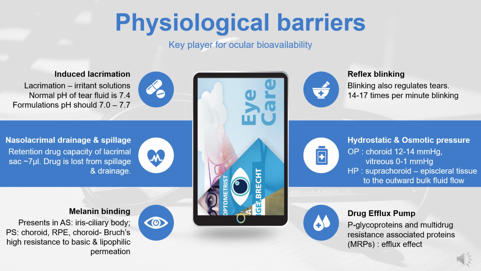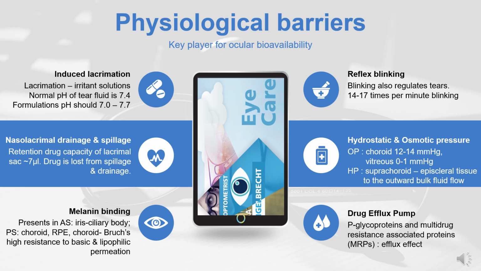The osmotic pressure of the choroid is about 12 to 14 mmHg, and the vitreous humor has an osmotic pressure of approximately 0 to 1 mmHg. The difference in osmotic pressure between the choroid and the vitreous generates a fluid flow toward the choroid. The hydrostatic pressure difference between the suprachoroid and the episcleral tissue also contributes to the outward bulk fluid flow. There is a hydrostatic pressure difference of about 12 mmHg between the suprachoroid and the episcleral tissue, which works as a driving force for the outward bulk fluid flow.